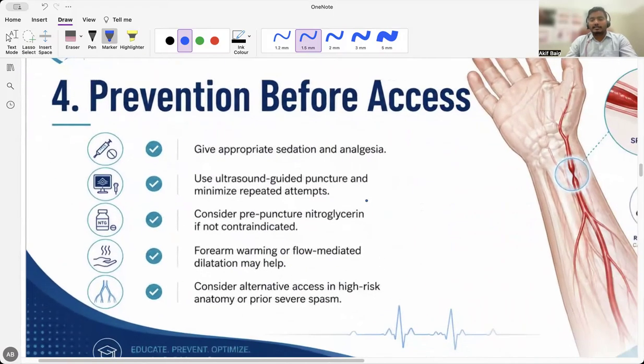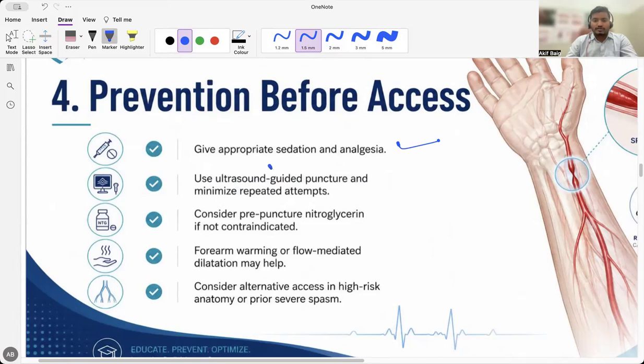The best thing in radial artery spasm is to always remember that prevention is better than cure, because cure can need too much intervention. So prevention is always better. As a resident or an interventional cardiologist, you should always give appropriate sedation. Whenever giving local anesthesia or any sedation, give proper sedation so the patient is calm. The calmer the patient is, the lesser the chances of this vasoconstriction or spasm.